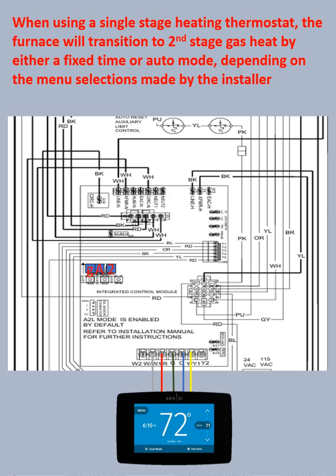When using a single stage heating thermostat, the furnace will transition to second stage gas heat by either a fixed time or auto mode, depending on the menu selections made by the installer. This particular model, the timer on the board when you want to use the single stage thermostat can be anywhere from 10 minutes to 60 minutes. And it's anywhere from 2 to 11, I believe, but not more than 11 on the auto time.